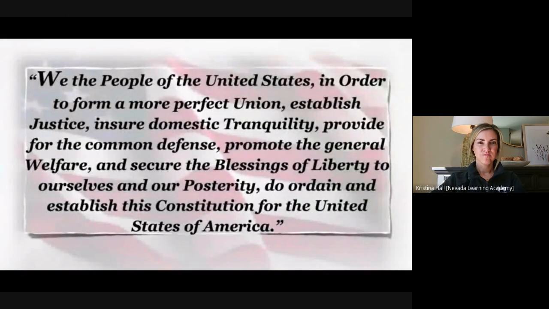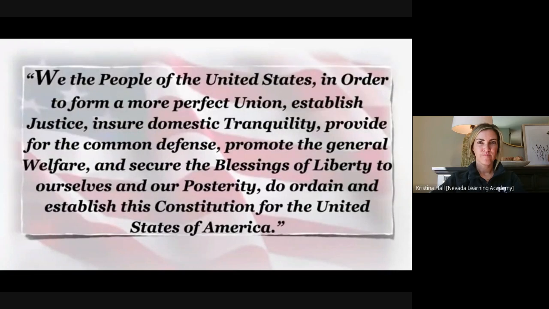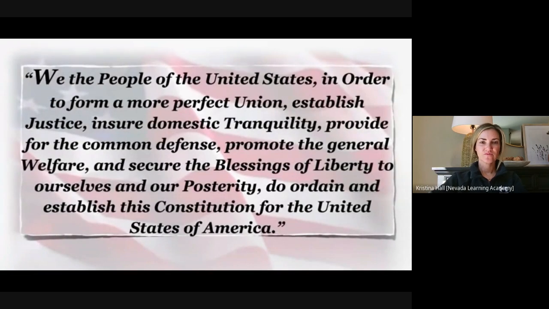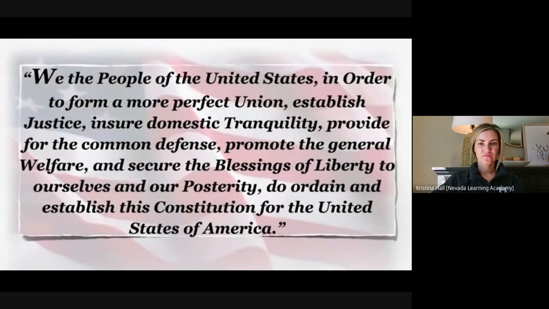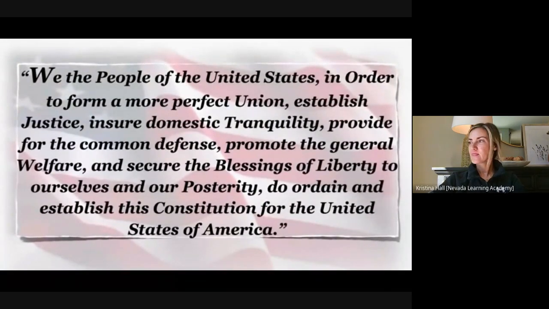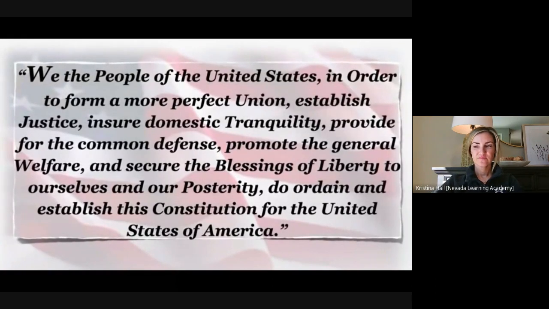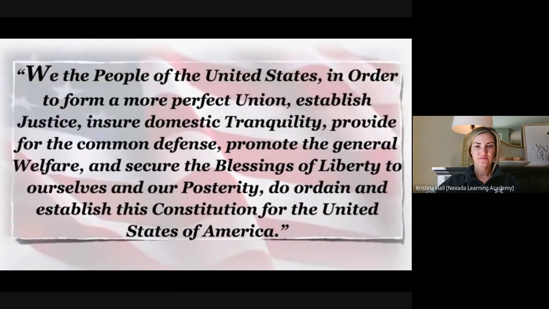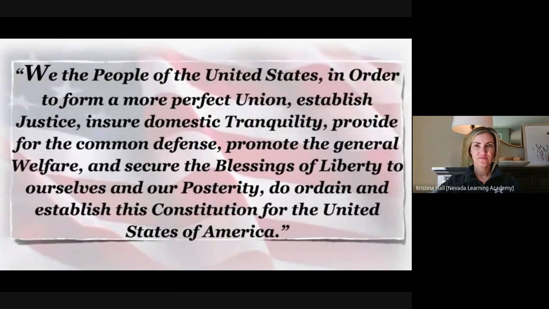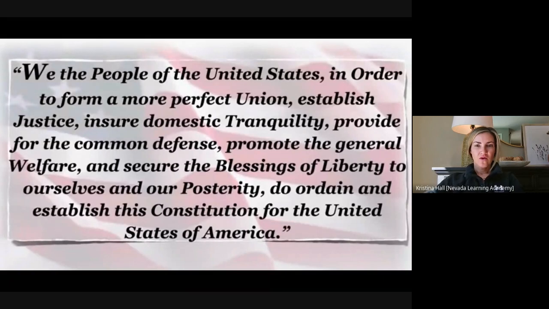Contained in just 52 words, the preamble states, "We the people of the United States, in order to form a more perfect union, establish justice, ensure domestic tranquility, provide for the common defense, promote the general welfare, and secure the blessings of liberty to ourselves and our posterity, do ordain and establish this Constitution for the United States of America."